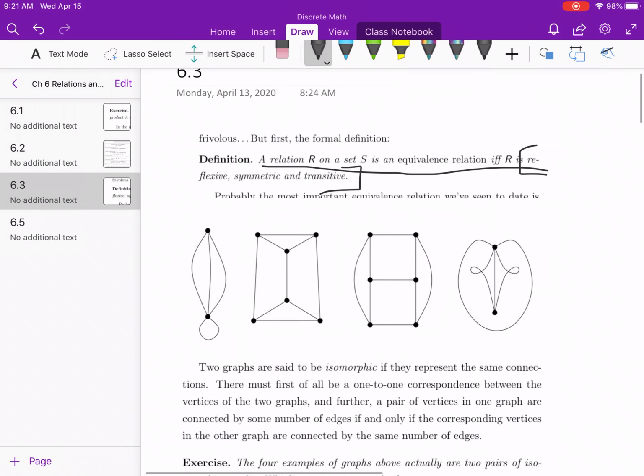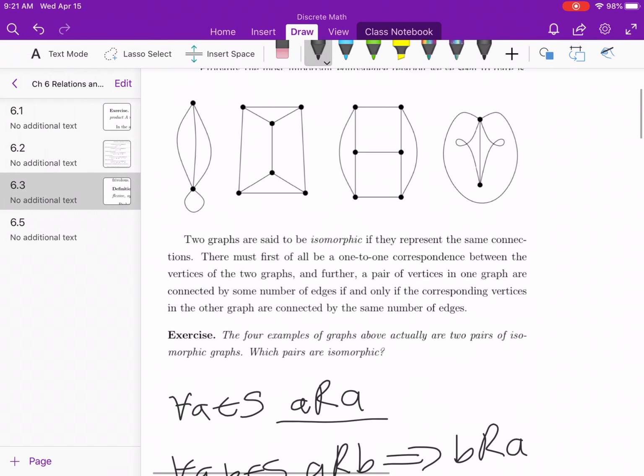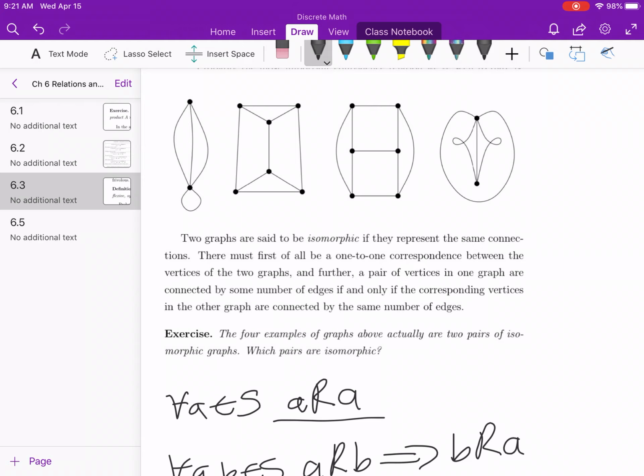The last thing I'd like to do is talk a little bit about this. This sort of comes out of nowhere in this chapter. They're talking about graph isomorphisms, and there's an exercise. The 4 examples of graphs above are actually two pairs of isomorphic graphs. Which pairs are isomorphic? So there's an idea of what's called isomorphism.